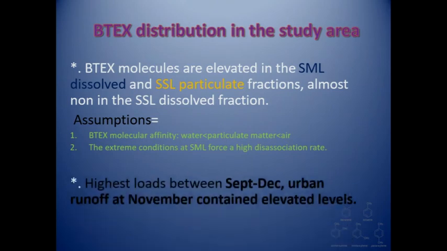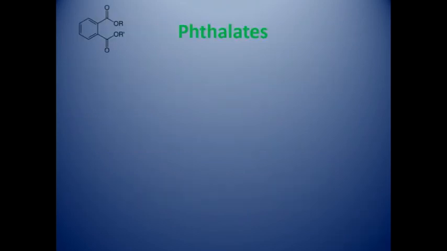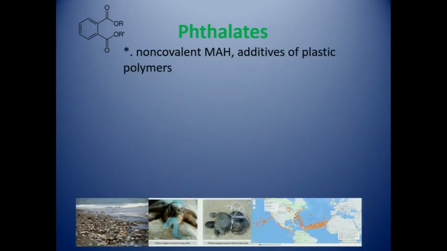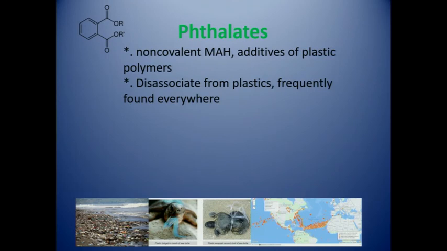They were also found mainly in December, maybe due to urban runoff. Phthalates, the second component, is also monocyclic. It has only 1 aromatic group. I don't know why those are the major components, but that's the way it is. They are all residues of the plastic industry. And, well, they're not covalently bound to the plastic, and so at the end of the day, they dissociate from the plastic. Whenever there is plastic, you'll find phthalates.